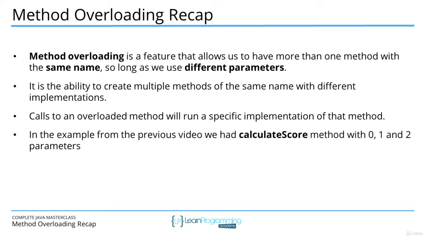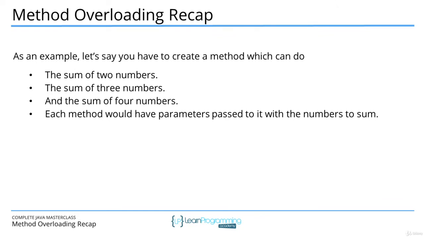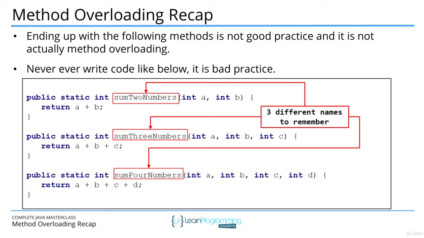Now in the example from the previous video, we had the calculate score method that had 0, 1 and 2 parameters. As an example, let's say that you have to create a method which can do the sum of 2 numbers, the sum of 3 numbers and the sum of 4 numbers. Now each method would have parameters passed to it with the numbers to sum. So ending up with the following methods in this example is not good practice and actually is not method overloading. So you'd never want to write code like I'm showing you below because it's considered bad practice.